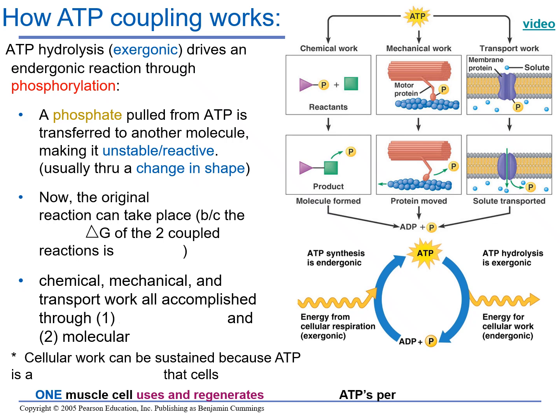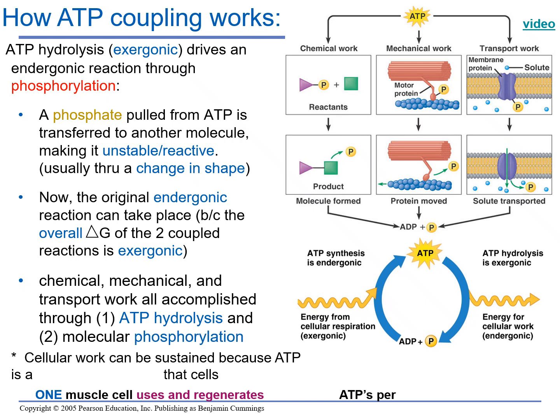And so now the original endergonic reaction can take place because the overall change in G of the two reactions is exergonic. Chemical, mechanical, and transport work are all accomplished through ATP hydrolysis and molecular phosphorylation.